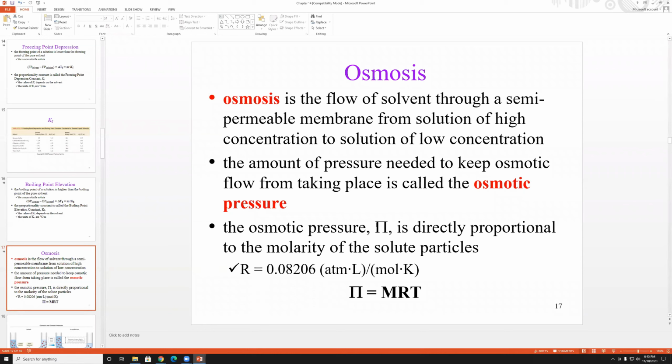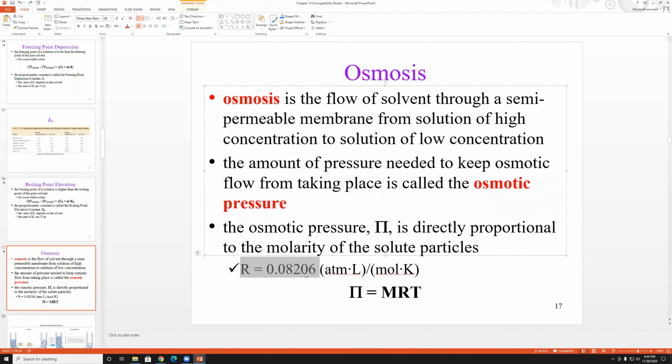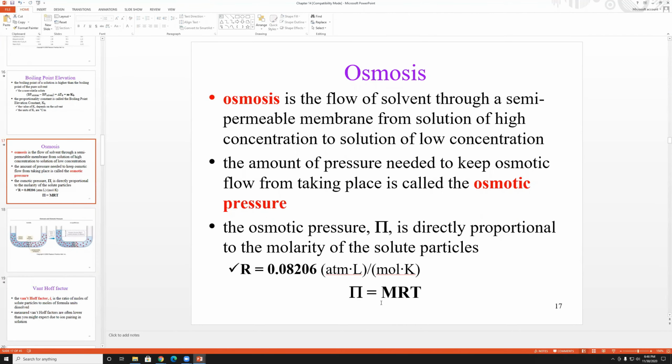But the formula is this: capital pi equals MRT. And look, R is back, our ideal gas constant. And M is the molarity. This time it's not molality, it's the molarity. And then your temperature is in Kelvin.